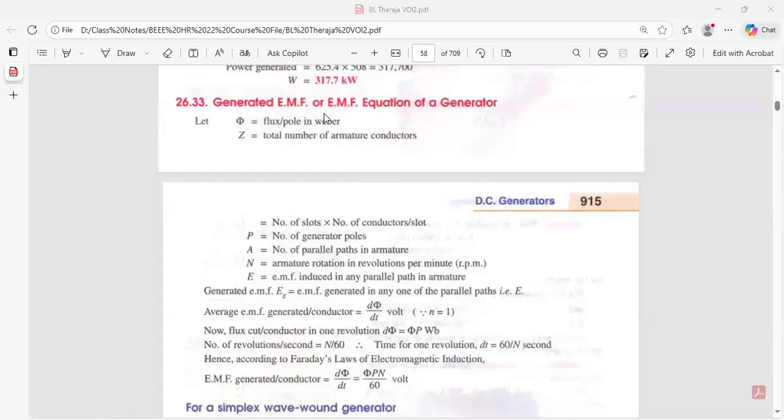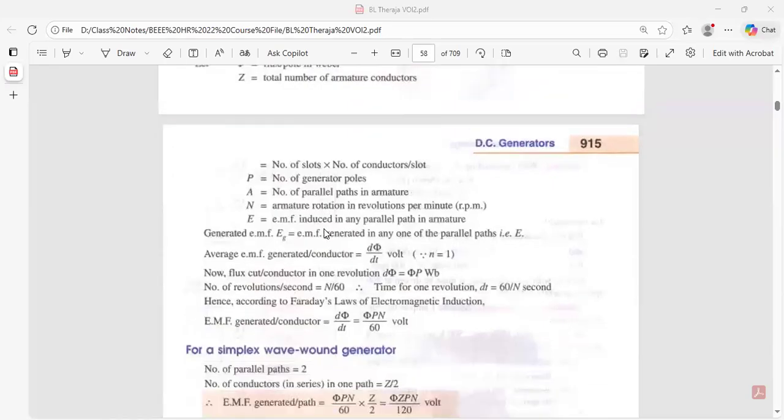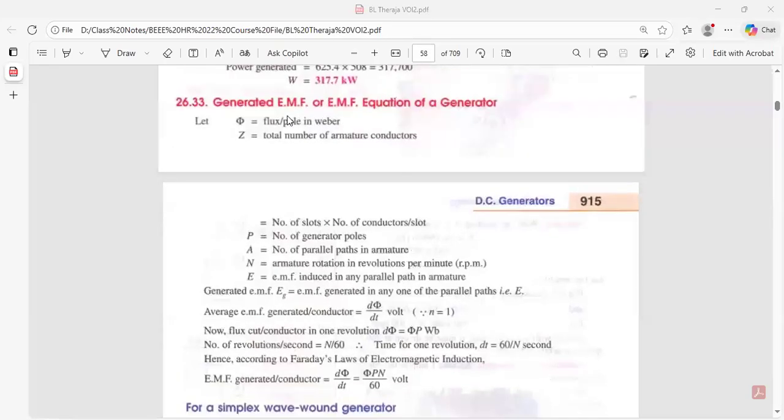We'll see today the EMF equation of a DC generator. What is the EMF equation? We have to derive this in the exam. EMF means voltage equation. What is the voltage developed in the armature?